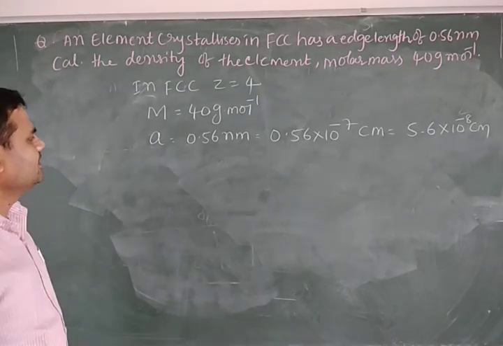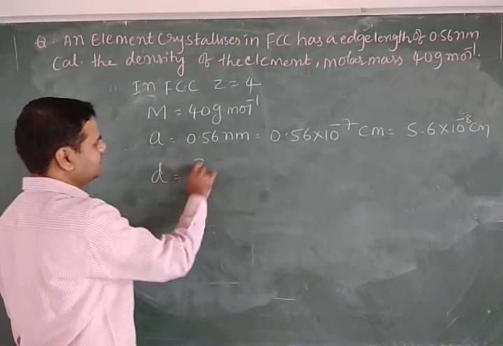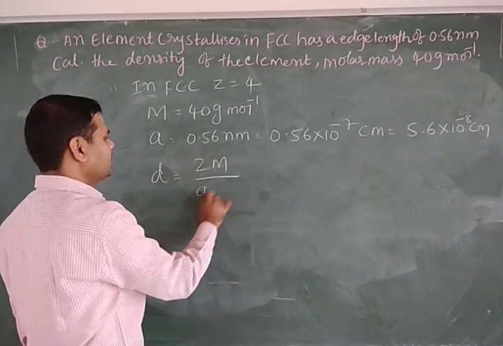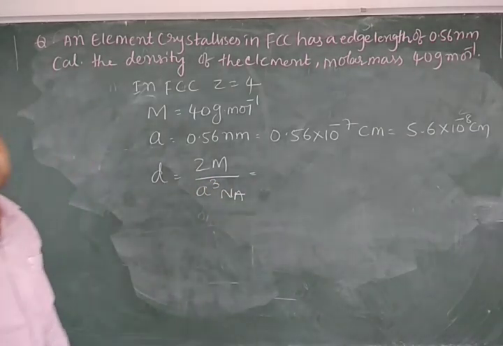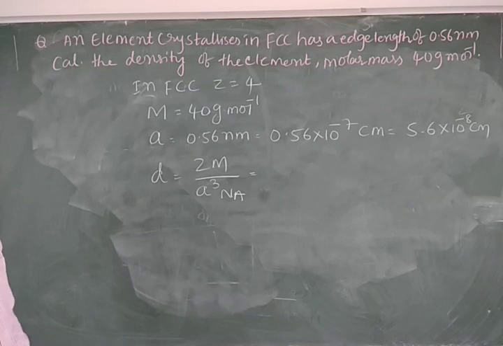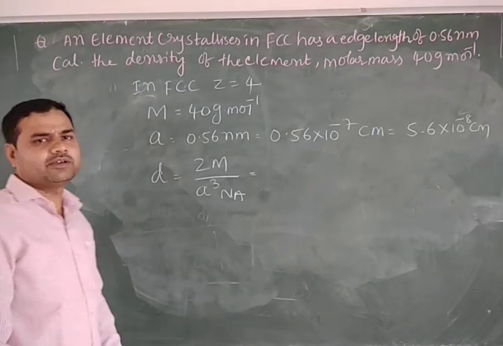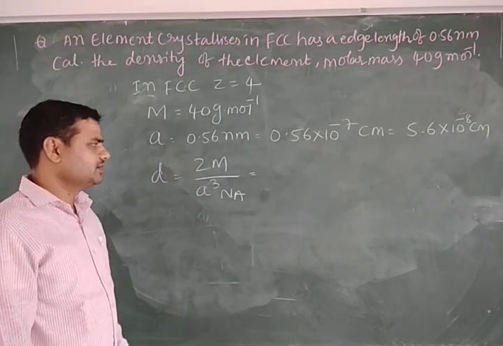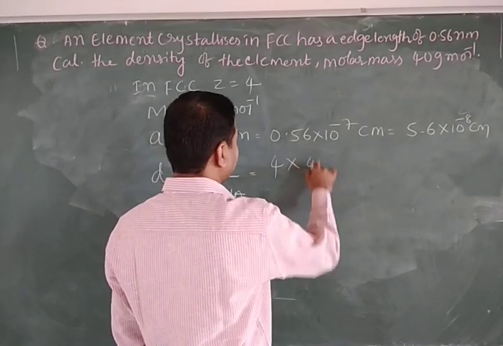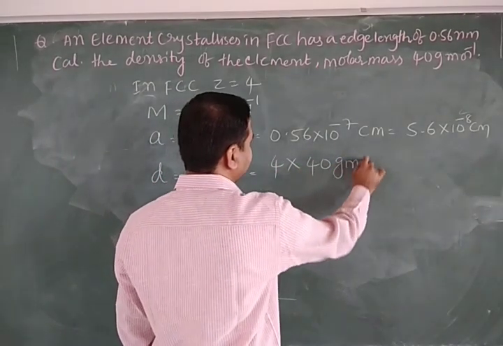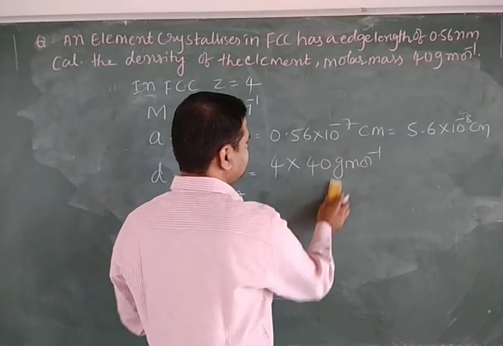I think we have all the values. So density is equal, what is the formula? Zm by A cube into Na. Avogadro number, you know that. What is the Avogadro number value? 6.023, approximately we can take 6.023. So Z value is 4. Molar mass value is 40 grams per mole.